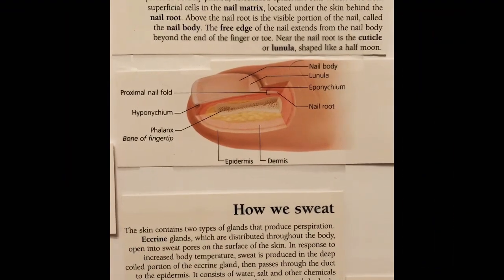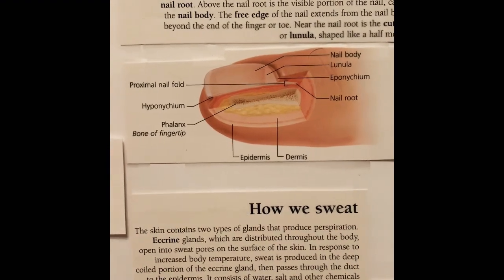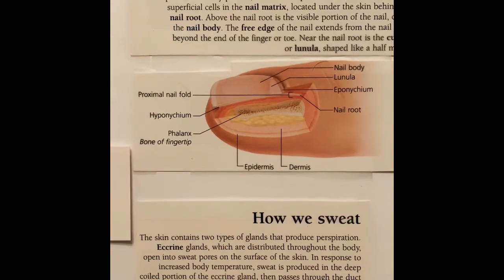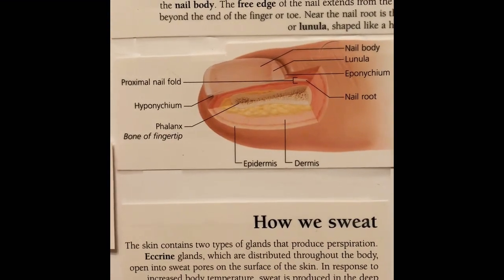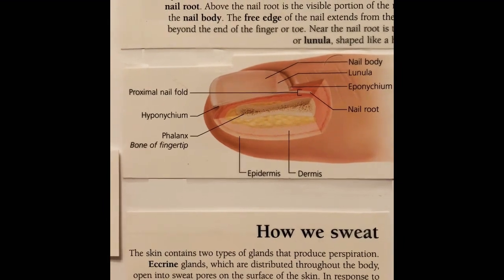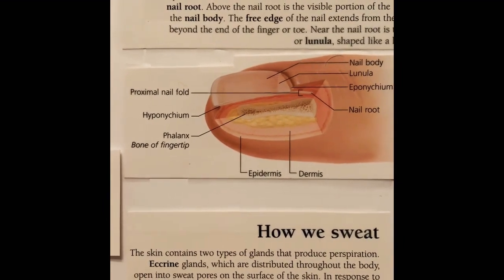Above the nail root is the visible portion of the nail called the nail body. The free edge of the nail extends from the nail body beyond the end of the finger or toe. Near the nail root is a cuticle or lunula shaped like a half moon. Here you can see the nail anatomy. You can see the nail body, lunula, eponychium, nail roots, the epidermis, dermis, proximal nail fold, hyponychium, and the phalanx.